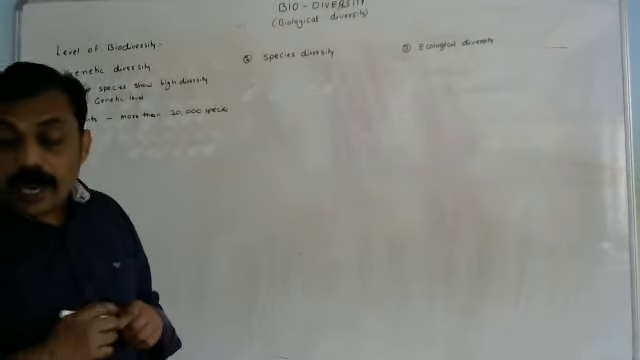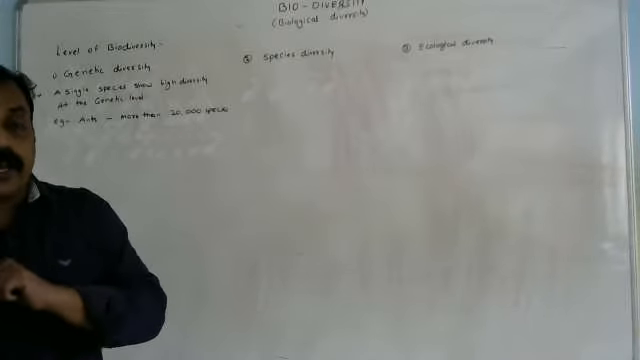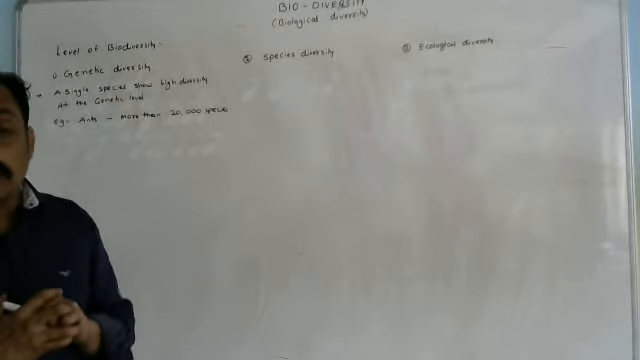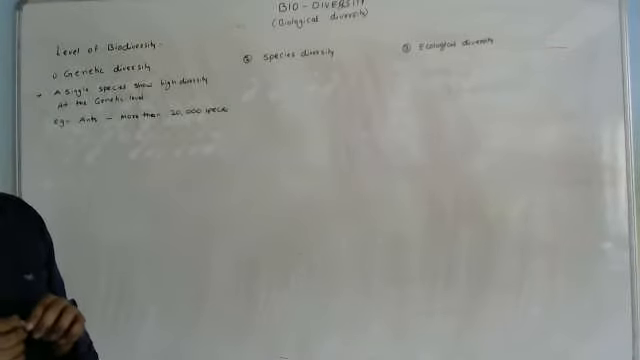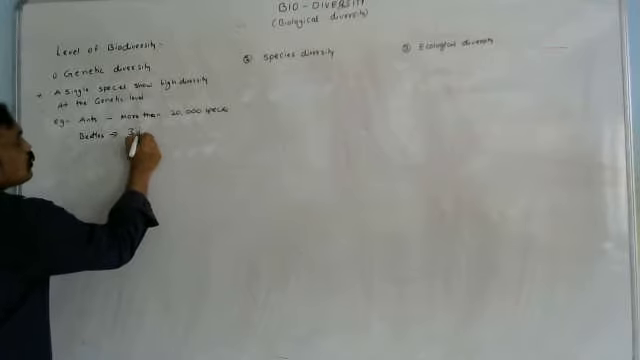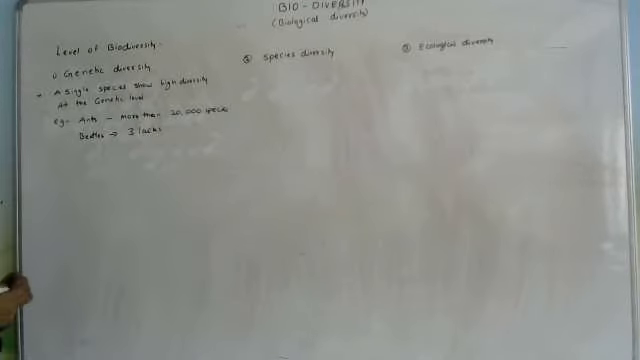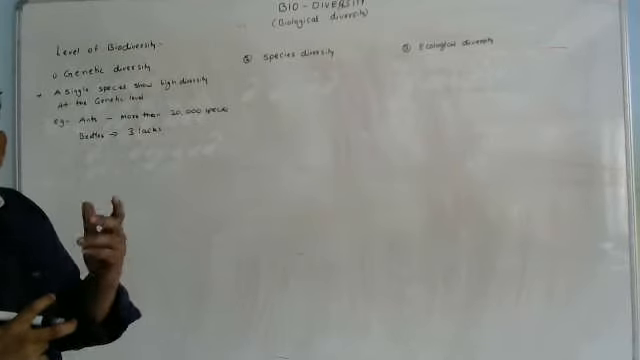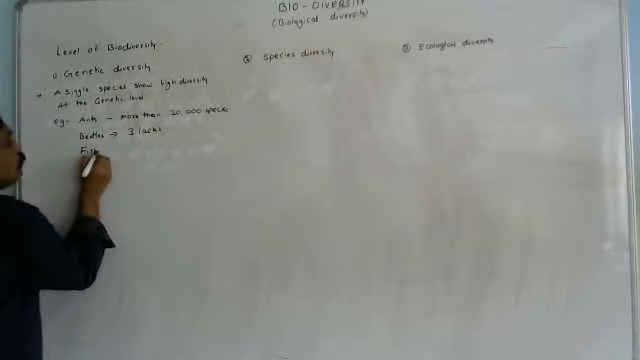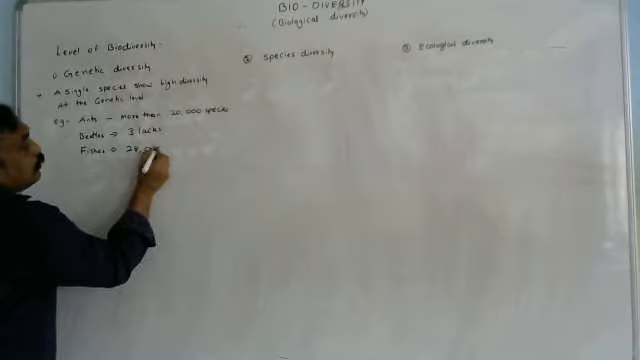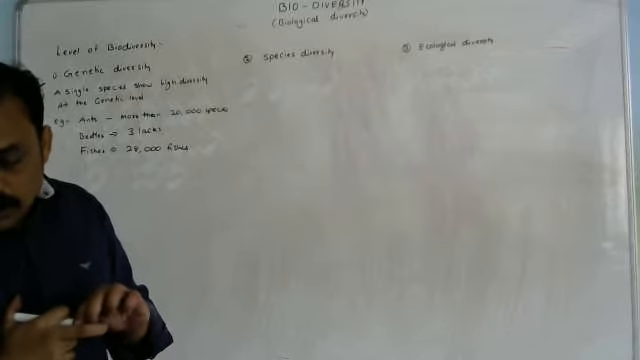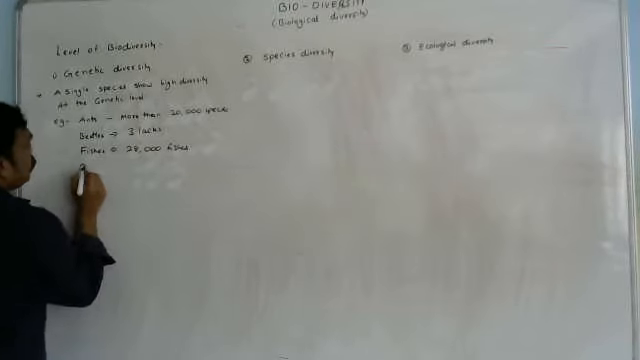Approximately how many species are there? Ants show genetic diversity, with different colors. Ants have more than 20,000 species, and there are 3 lakh species of beetles, 28,000 species of fishes, and 20,000 species of orchids.